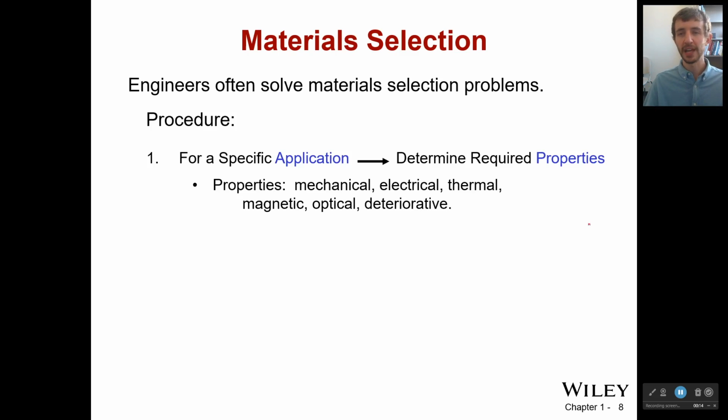First off, we usually have a procedure for material selection problems. Like, okay, do I use metal or do I use wood? Let's find out. For a specific application, we have to determine the required properties. Like mechanical: how strong does it have to be? How much can it bend or stretch before it breaks? Electrical: should it be conductive? Should it not be conductive? Thermal: should it be able to take high heat without yielding?